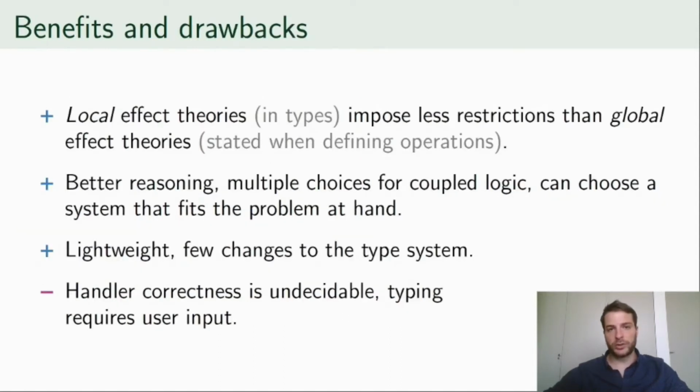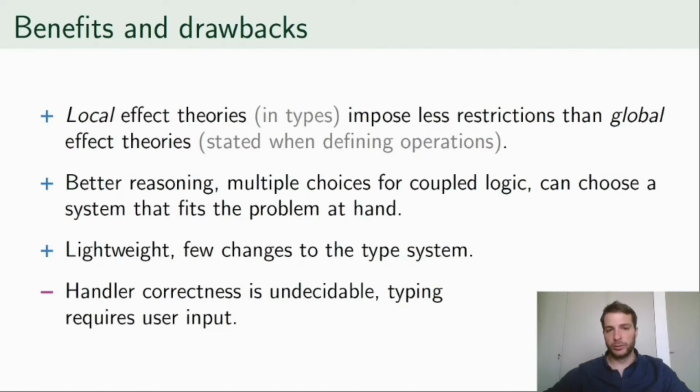Using equations comes with extra work when typing handlers, but provides a strong tool for reasoning, and it's a very natural fit for algebraic effects. Local effect theories impose less restrictions than global ones, and we consider them an all-around improvement over global theories. Equations are vital for reasoning about effect behavior, and the type system can also be coupled with different kinds of logic, so we can use a system that fits the problem at hand.